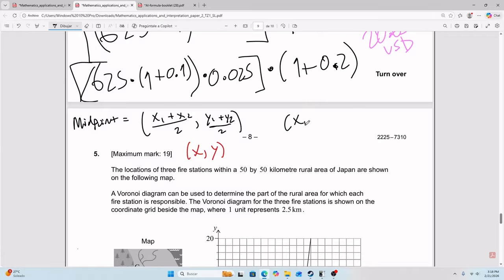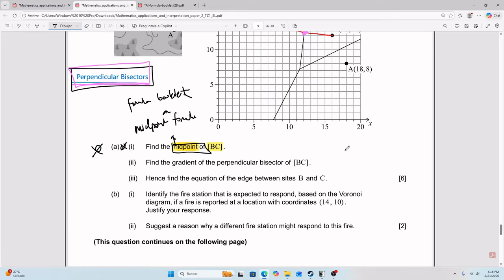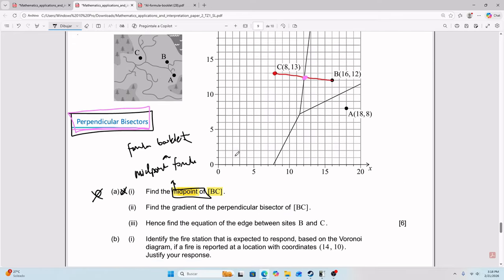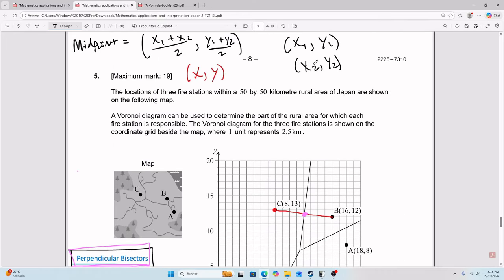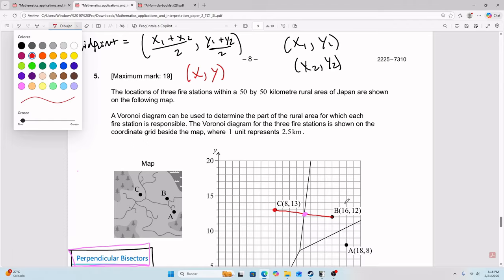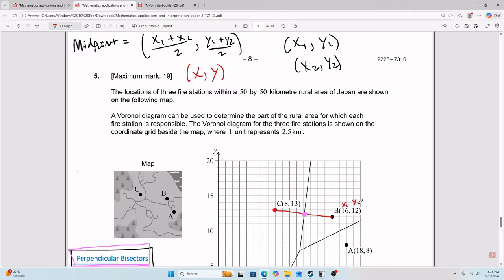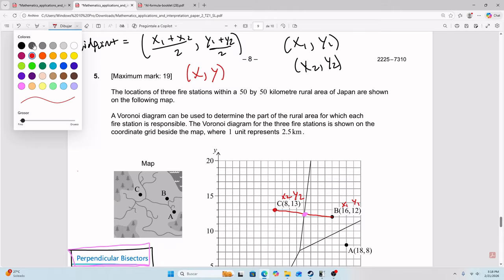Is just two separate sets of points. So the first point will be x1 with y1, makes sense. And the second point will be x2 with y2. So in this context, because we're talking about the midpoint of BC, we're going to define x1 as B. So that means that this is x1, and that this is y1, and that this is x2, and that this is y2.